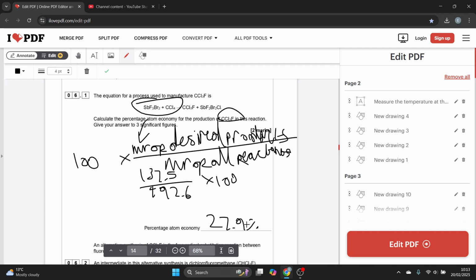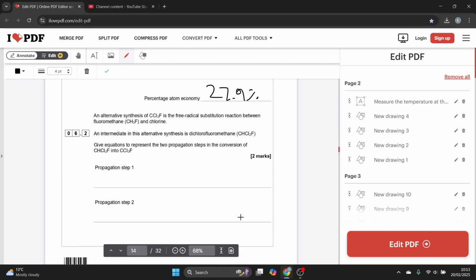An alternative synthesis of CCl3F is a free radical substitution reaction between chloromethane and chlorine. The intermediate in the alternative synthesis is dichloromethane. Wait, actually, let's read the full part. Give equations to represent the propagation steps in the conversion of this into this.